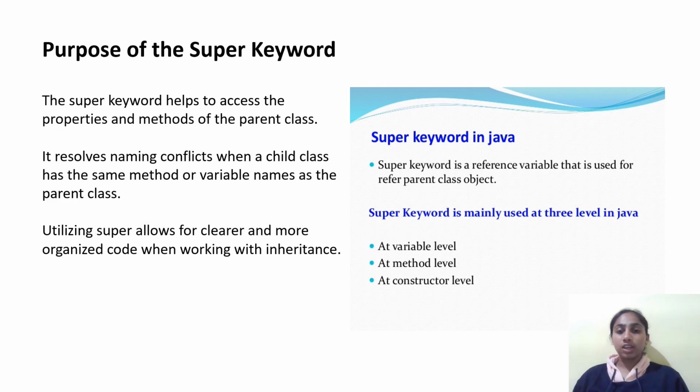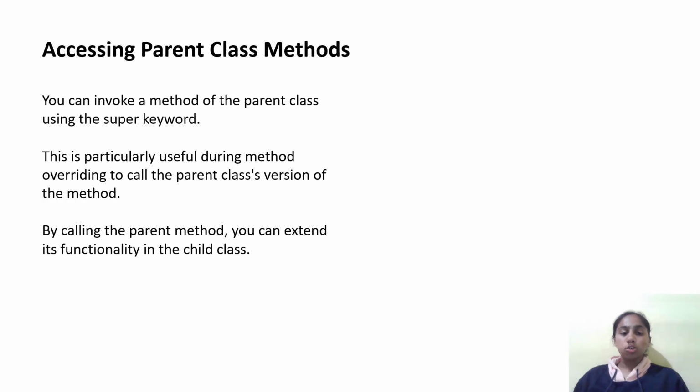In this picture we can see the super keyword in Java. The super keyword is a reference variable that is used to refer to the parent class object. The super keyword is mainly used at three levels in Java, that is at the variable level, at the method level and the constructor level.